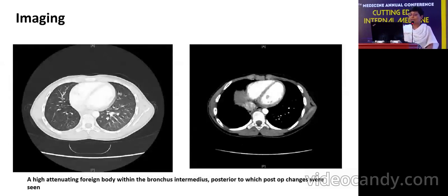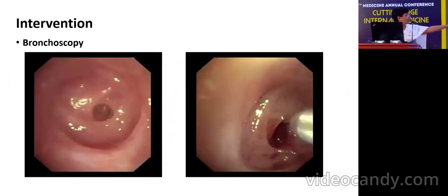And when they went in, this was the picture of the right intermediate bronchus. So we have to understand there is no right middle lobe, there is no right lower lobe, the right upper lobe is there, and the right intermediate bronchus is there. Where has the foreign body gone actually? So that was the time when we were called into the theater to see where the foreign body is.